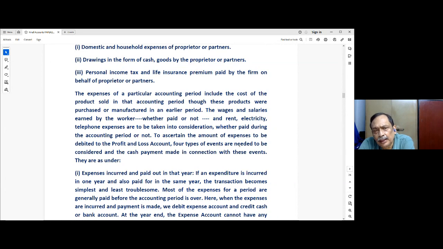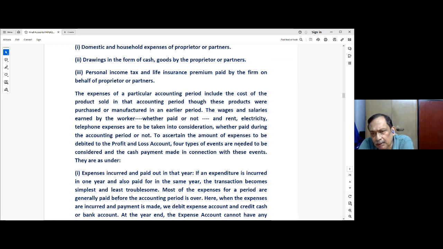Now, the expenses of a particular accounting period include the cost of the product sold in that accounting period, though these products were purchased or manufactured in an earlier period. The wages and salaries earned by the worker, whether paid or not, and rent, electricity, telephone expenses are to be taken into consideration, whether paid during the accounting period or not.